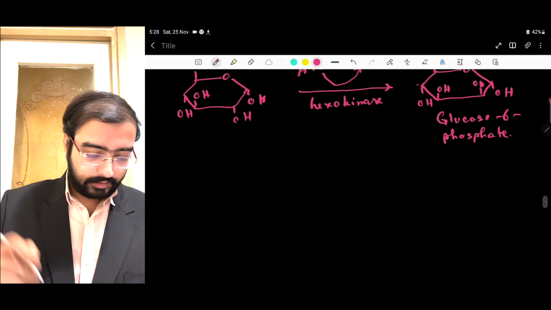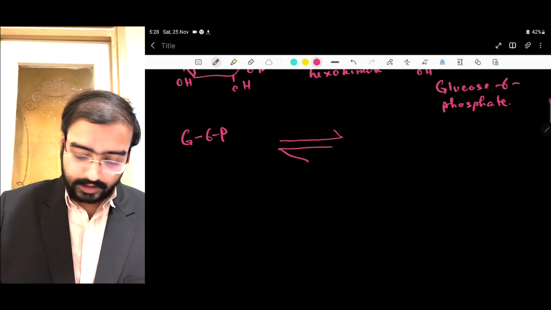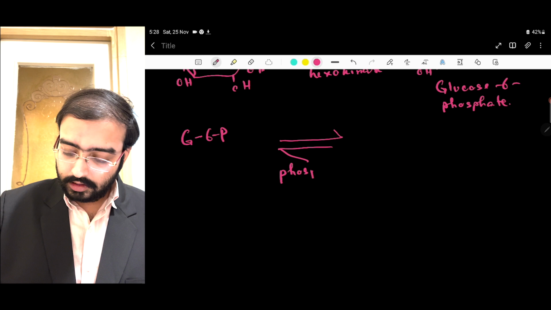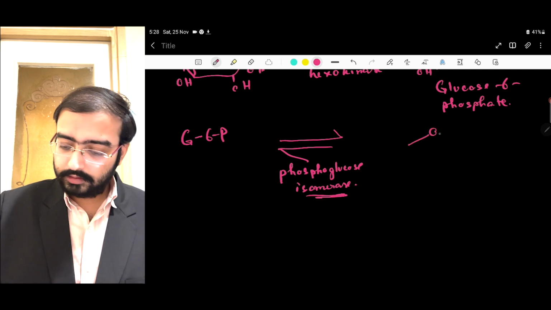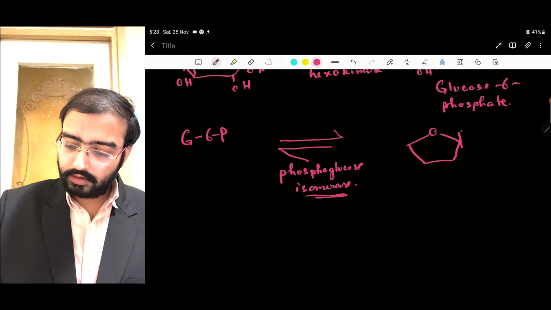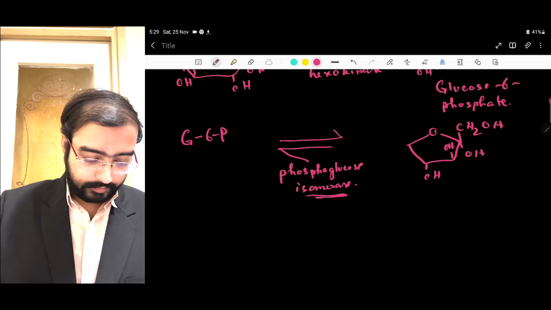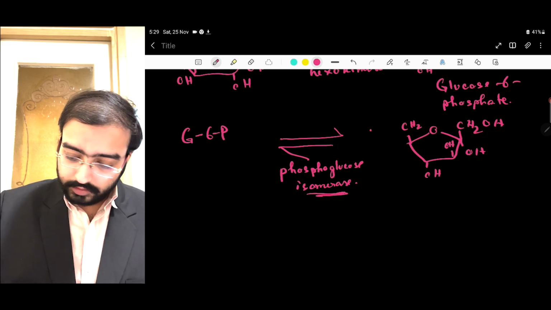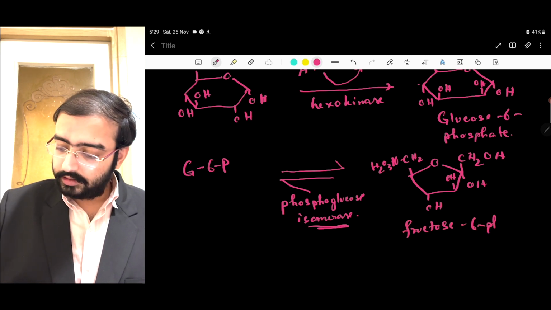Now, after this, G6P, glucose 6-phosphate, by the action of enzyme phosphoglucose isomerase, please note that this is an isomerase enzyme, so what reaction will it do? Isomerization. Yes, so fructose 6-phosphate is produced, CH2OH, OH, again OH, OH, CH2, H2O3PO. This is fructose 6-phosphate.